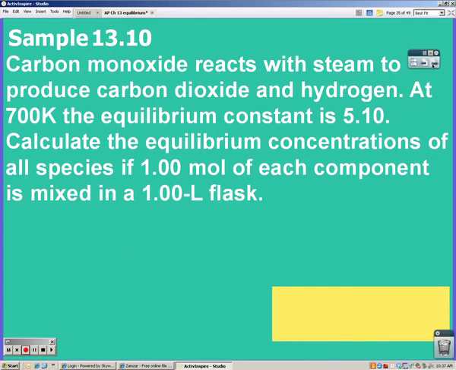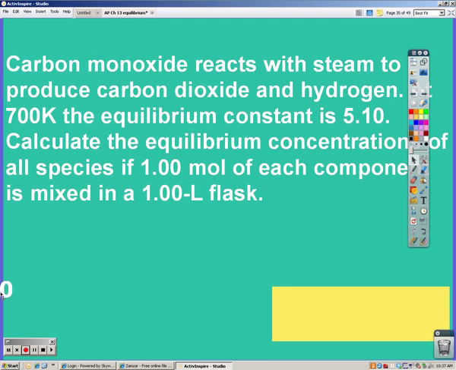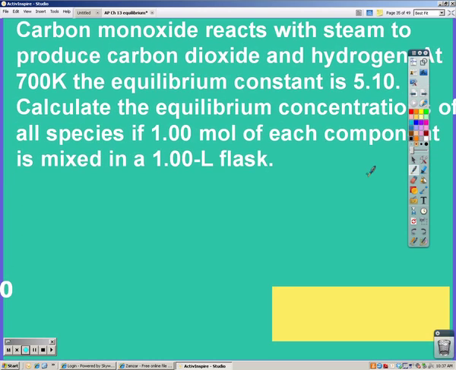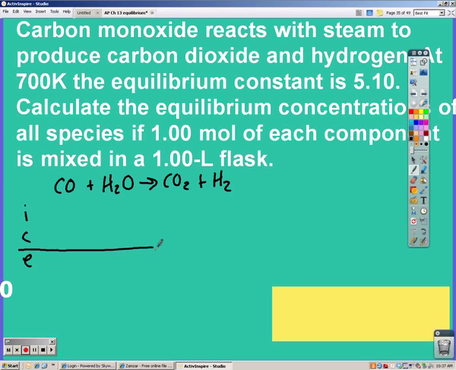This problem's a little bit different because they gave us the initial concentrations and we want to know the equilibrium concentrations. Anytime they give you the initial concentrations and you want to find K or the equilibrium concentration, you're going to need to set up an ICE table after writing their reaction. So we write our reaction of carbon monoxide reacting with steam to produce carbon dioxide and hydrogen. ICE stands for initial, change, equilibrium. You could also think of it as RICE, being reaction, initial, change, equilibrium.